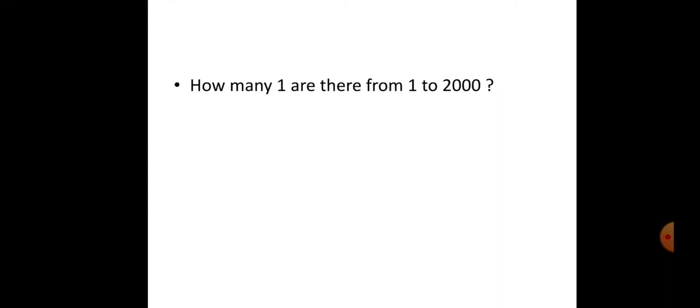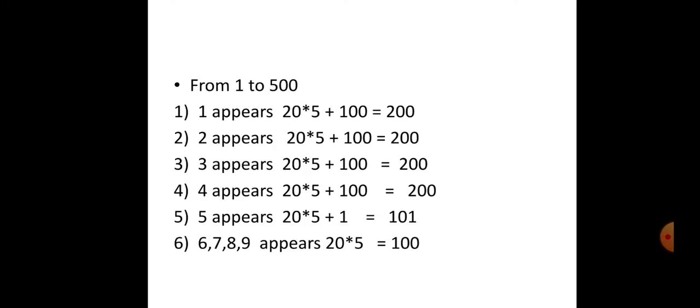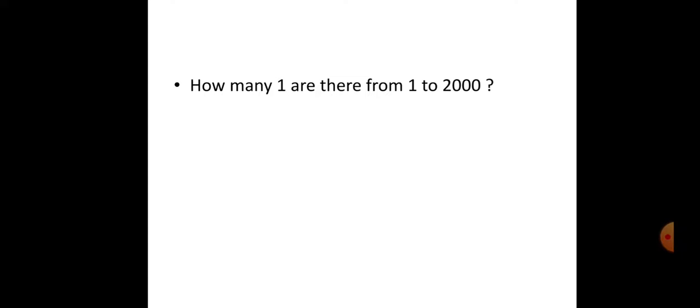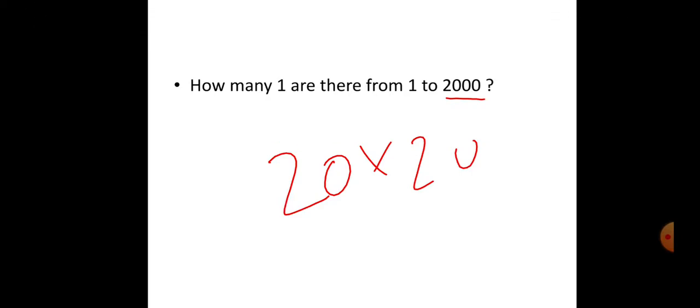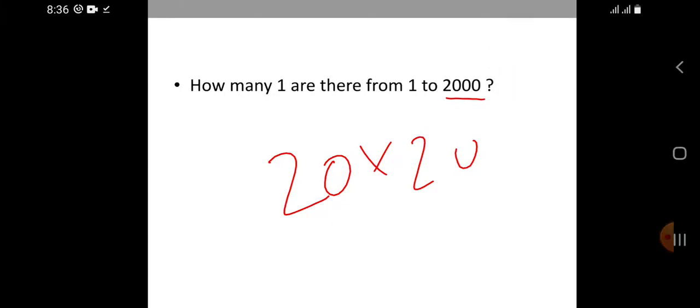From 1 to 2000, see, for 1 to 500, we multiplied 20 by 5. From 1 to 2000, we need to multiply 20 by 20, because here it is 2000. If there was 1000, we would multiply 20 with 10. For 500, we have multiplied by 5. So the first thing is we write 20 into 20.